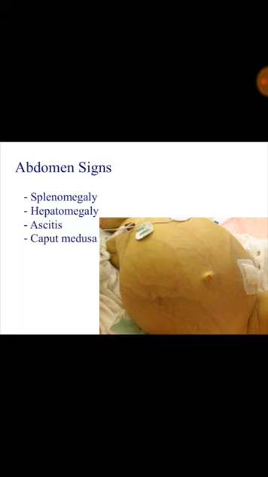Now the abdominal signs of liver failure are splenomegaly, hepatomegaly, ascites, caput medusae, and even distended veins over the abdominal wall. All of these features are due to portal hypertension, which is a result of liver failure or liver cirrhosis.